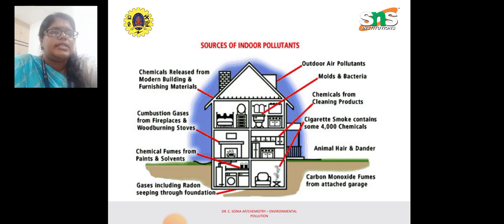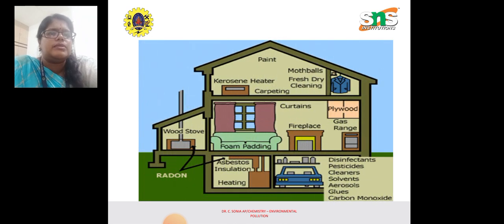On the right side you see outdoor air pollutants, then molds and bacteria that form in the walls, chemicals from cleaning products, and cigarette smoke. Some 4,000 chemicals are present in cigarette smoke, so the secondary smoker is more affected by that. Animal hair and dander are also causes of pollution, and so are carbon monoxide fumes from the attached garage. These may be the sources of indoor pollution.